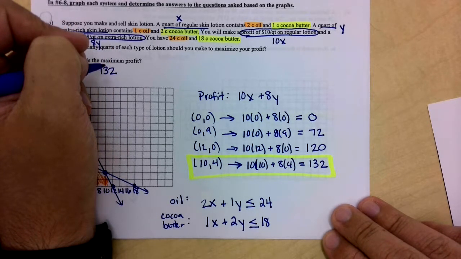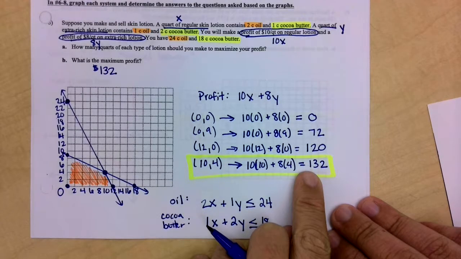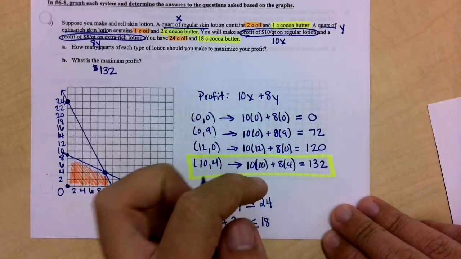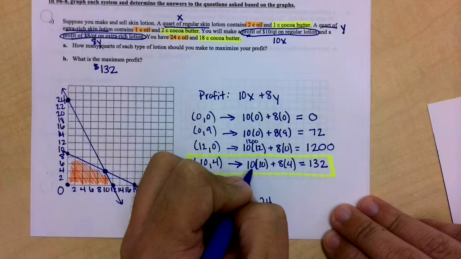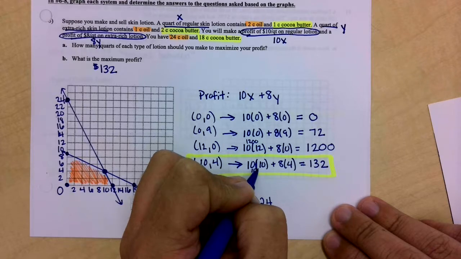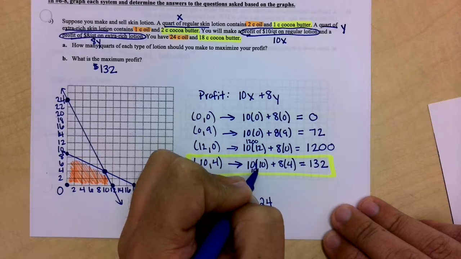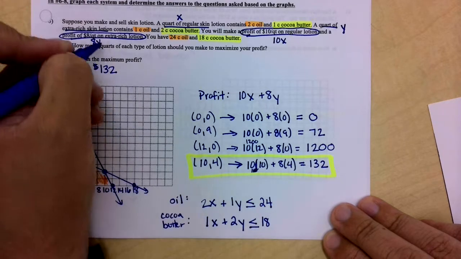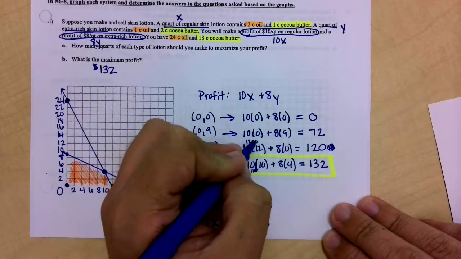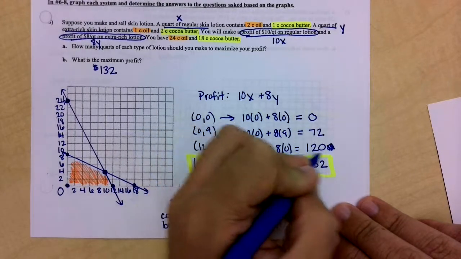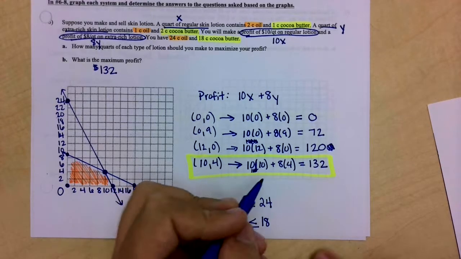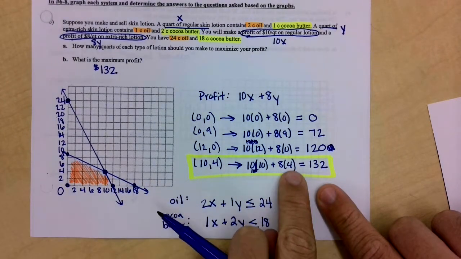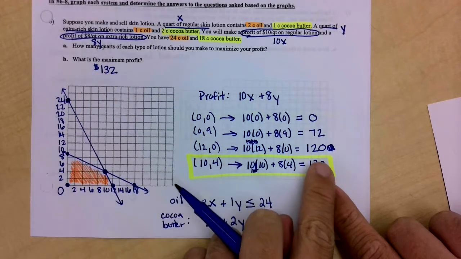However, that's actually incorrect. This is 10 times 12, so that is actually 1,200. 10 times 10 is, no, hold on, I'm good. I'm confusing myself. 10 times 12 is 120. 120 plus 8 gets us to 132. So that's our maximum profit, biggest one.